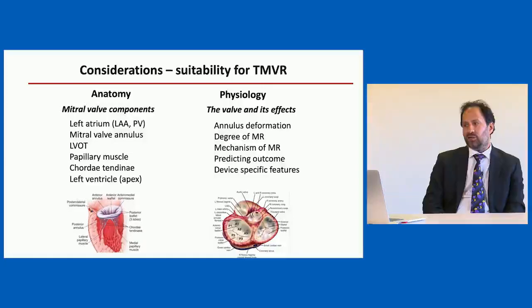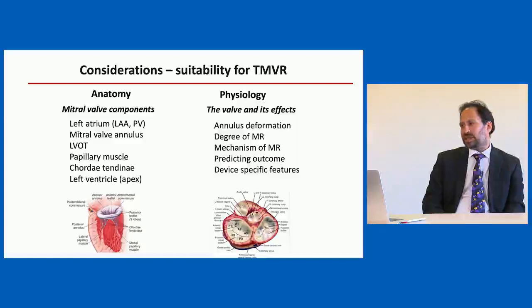This encompasses the left atrium, including the left atrial appendage, the pulmonary veins, the mitral valve annulus, the left ventricular outflow tract, the papillary muscles, the chordae tendineae, and also the geometrical architecture of the left ventricle. We also need specific consideration of the physiology of the mitral valve. The mitral valve annulus itself deforms during systole and diastole. We need to factor in the degree of mitral valve regurgitation, the mechanism, whether it is primary or secondary, and we also need to try to predict what the outcomes will be once the preload and afterload conditions of the left ventricle are altered.